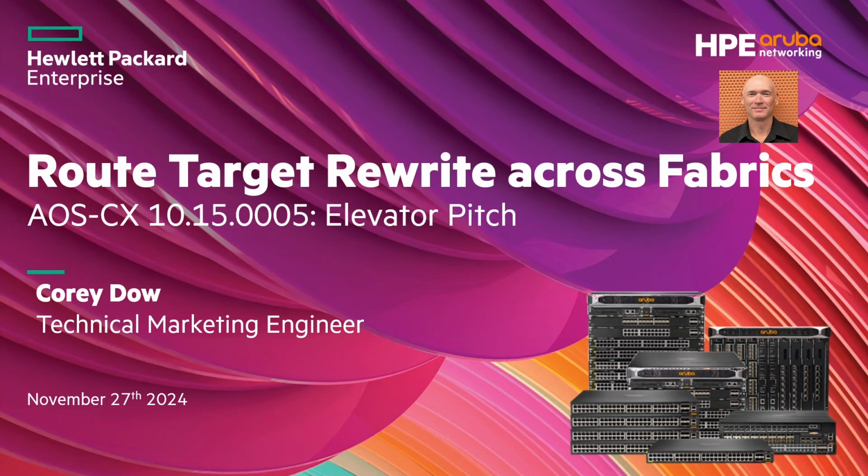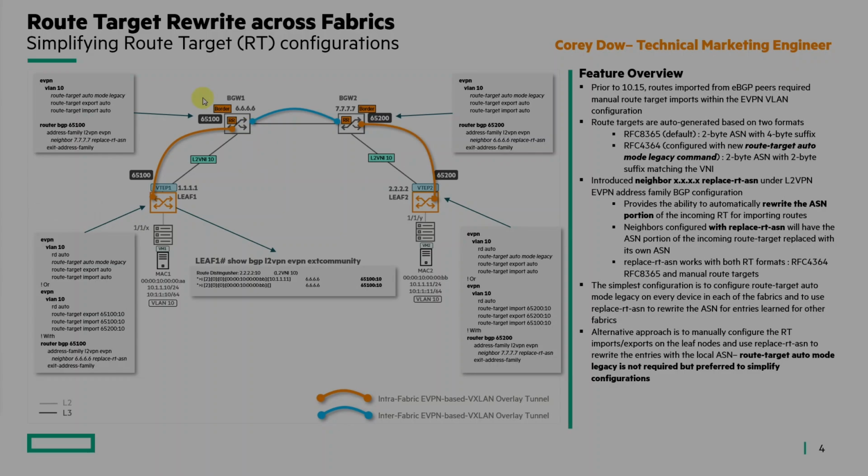Today we're going to take a look at the elevator pitch review of a new feature release with 10.15.005 called Route Target Rewrite across fabrics. Essentially it boils down to two new features that we've introduced. Route Target Auto Mode Legacy is now made available with 10.15, and also the replace RTASN command, which we'll describe in a moment.